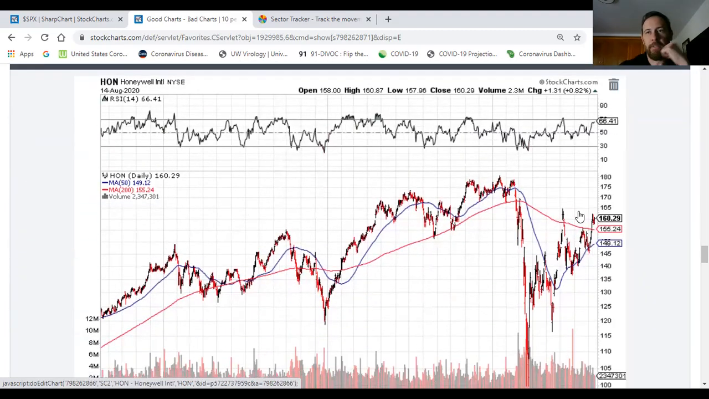Industrials are starting to break out. This is kind of like the chemicals trade. As the dollar weakens, it makes our exports that much cheaper. And Honeywell is one of those. And so this is actually a pretty encouraging chart.